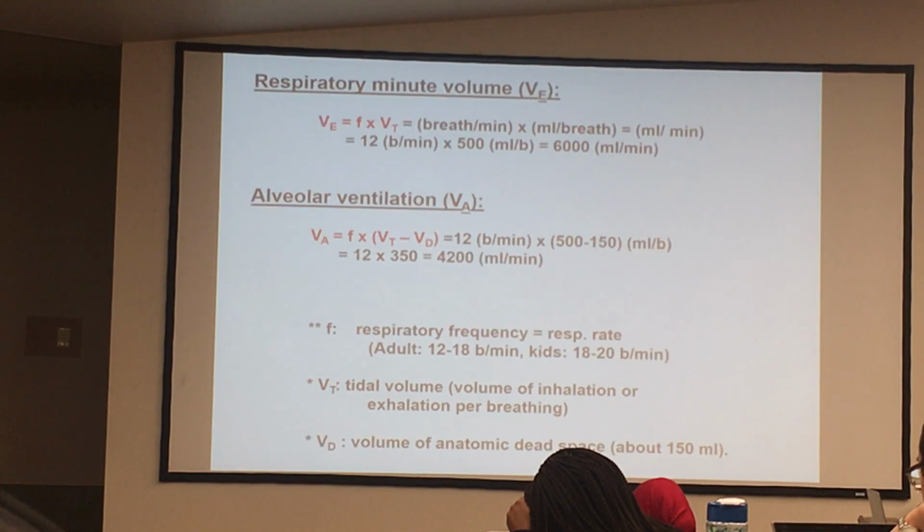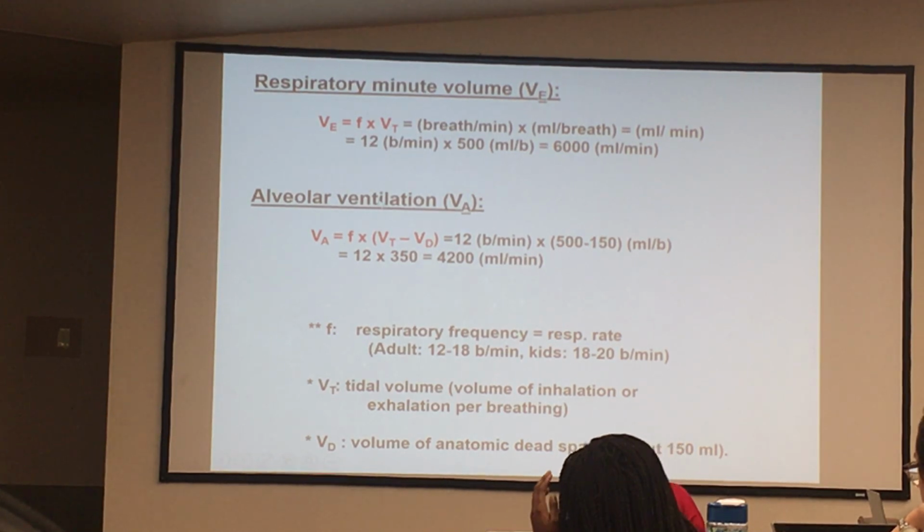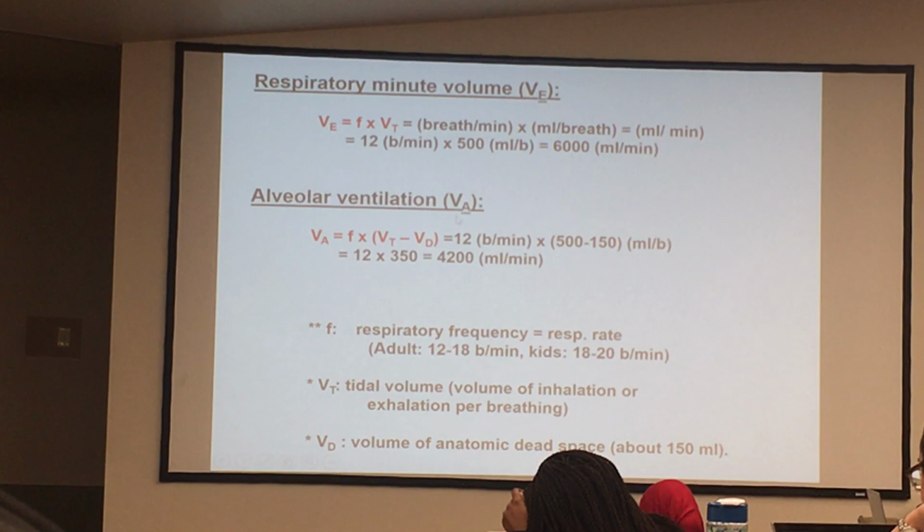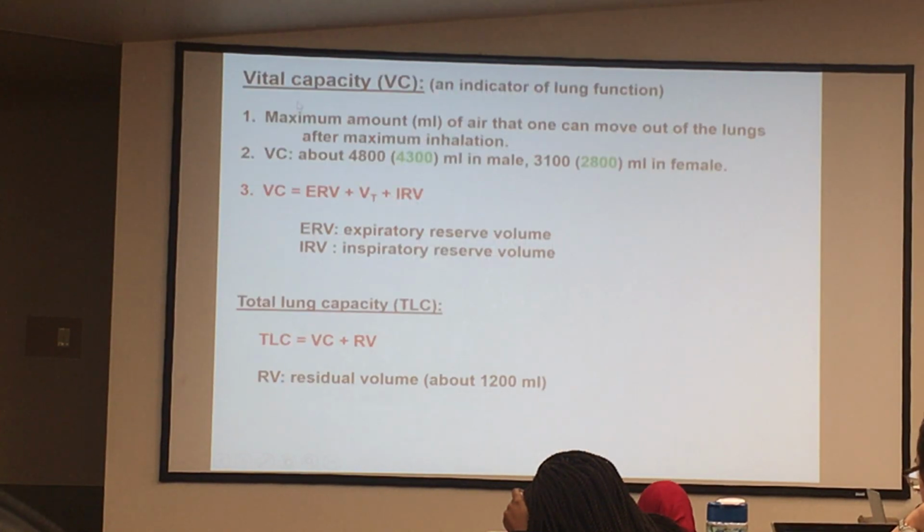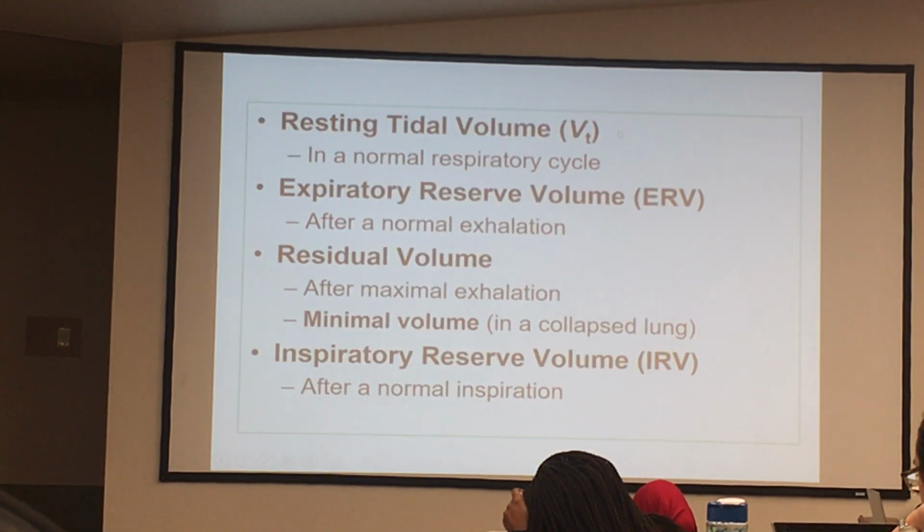All right. So these two equations you need to know: respiratory minute volume, and alveolar ventilation, which we call VA, meaning alveolar. That is the air that reaches our alveoli, and it should be less than the respiratory minute volume. And VC, you have to know vital capacity, and the equation you need to know. Total lung capacity you have to know. And here I'll just show you more detail about this.